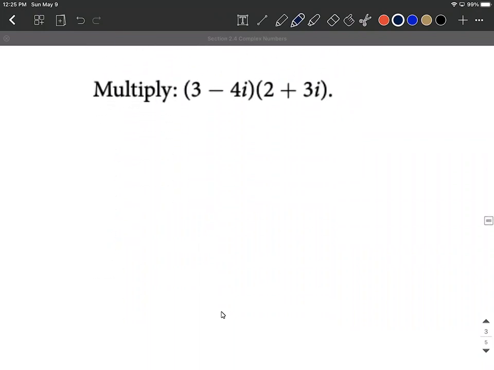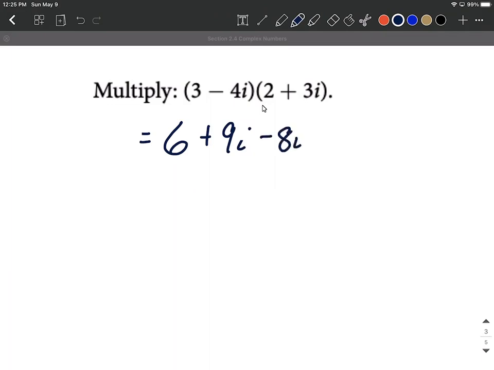All right, one more example here, very similar. We have two complex numbers being multiplied together. First, outer, inner, last are distributive properties. So 3 times 2 for the first makes 6. Outer, we have 3 times 3i makes 9i. Inner, we have -4i times 2 makes -8i. And then last, we have -4i times positive 3i is going to make -12i squared. But note that i squared, we're going to have to replace that with a -1.